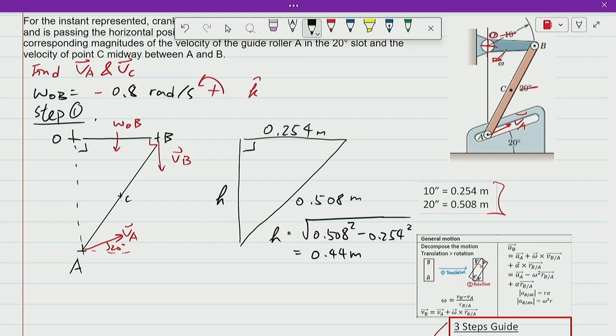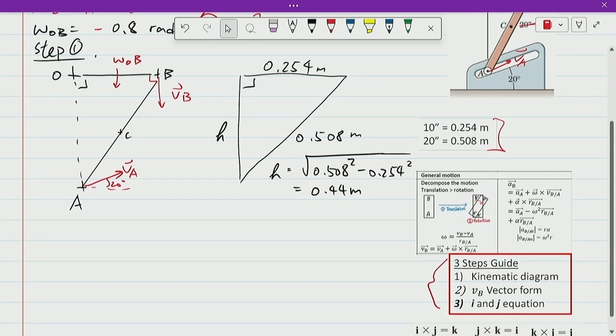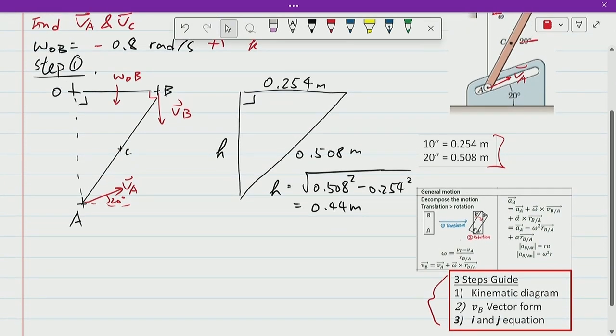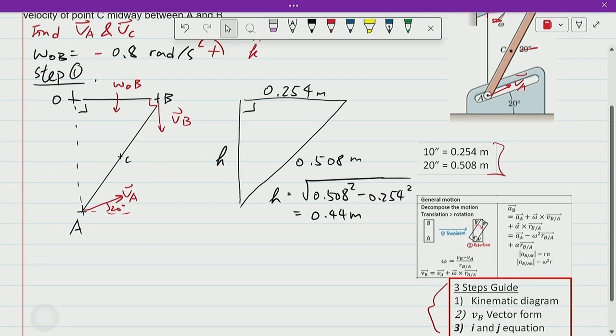Basically, I'm going to prove that even if you predict the wrong direction, it will still work out. It's just going to show me a negative value. Everything is going to actually check out. We got H. Questions so far?